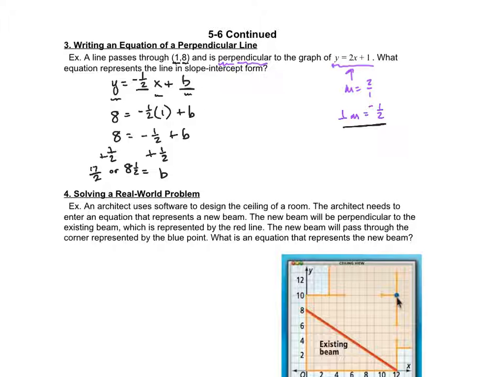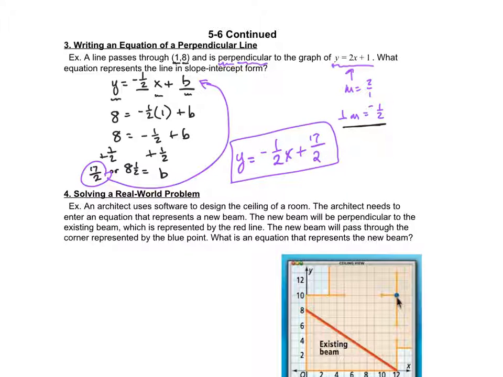So when I do this substitution up here, I get y equals negative 1/2 x plus 17/2. There we go. That's the equation of a line. Equation of a line that is perpendicular to the given line.